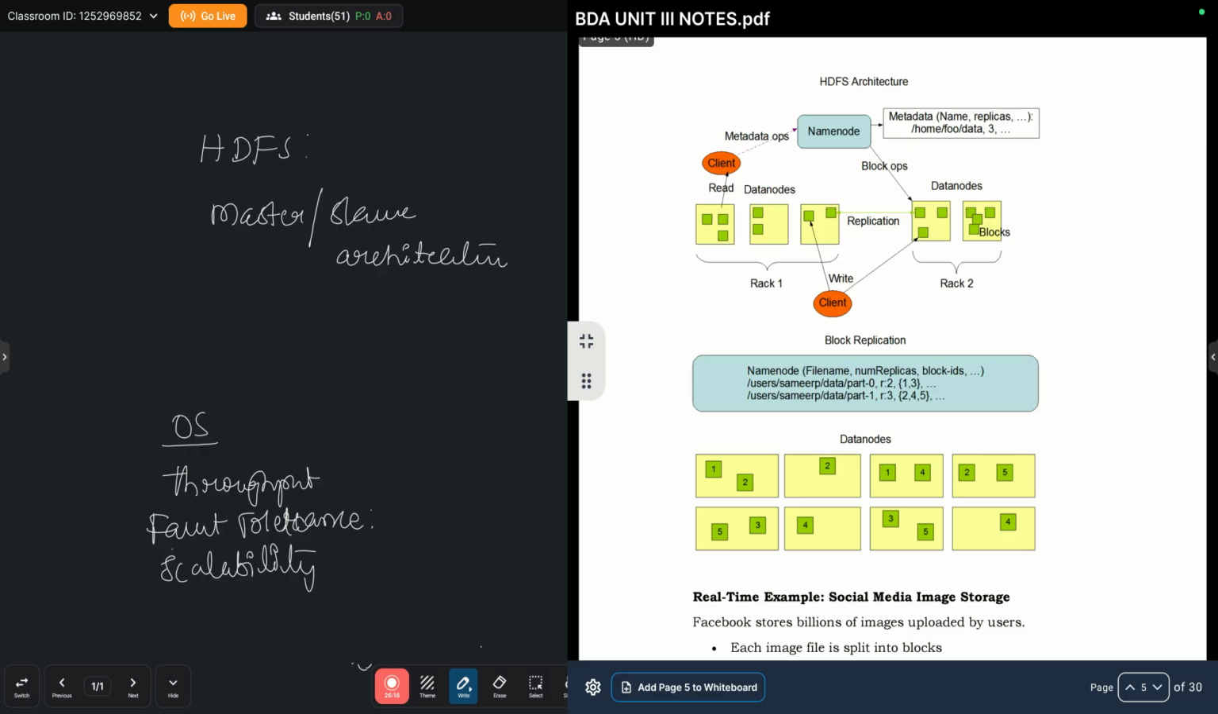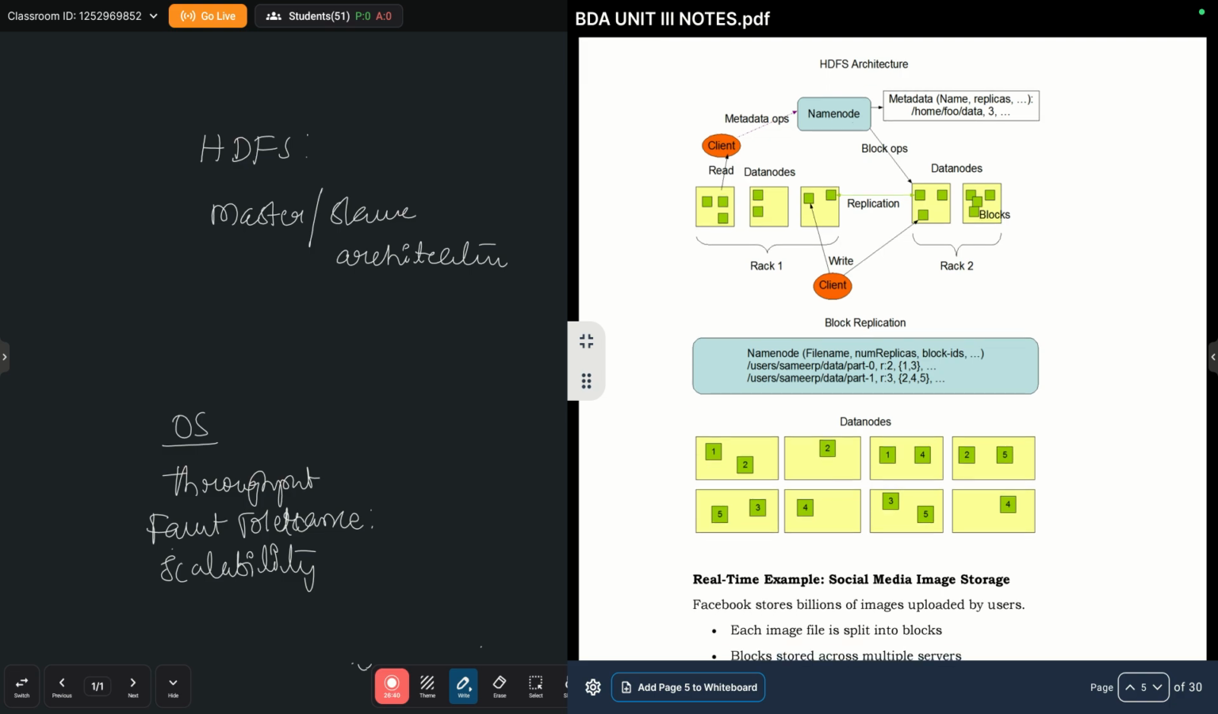Where exactly the data block is stored is maintained by the name node. Now the name node will give the exact block position, where the data block is, and the path will also be specified. Now the client will go to that particular data node and it will start reading the data.